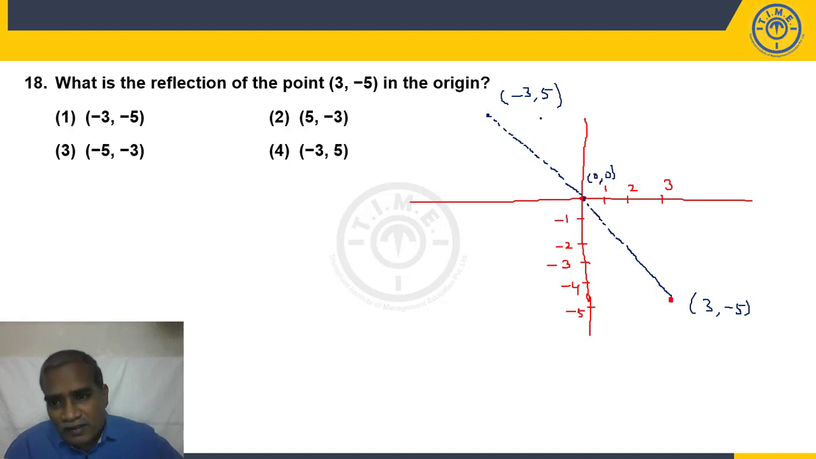Suppose if you have doubt, once you have to check: this is the midpoint. Is the midpoint of these two (0, 0) or not? (-3 plus 3) by 2 is 0. (5 minus 5) by 2 is 0.